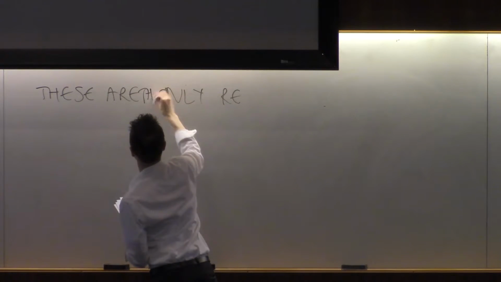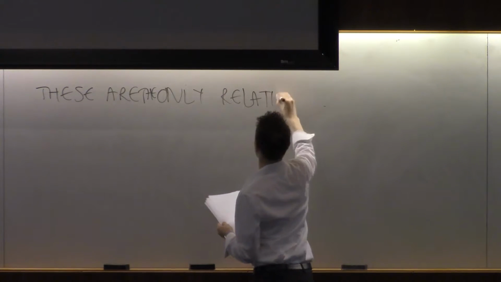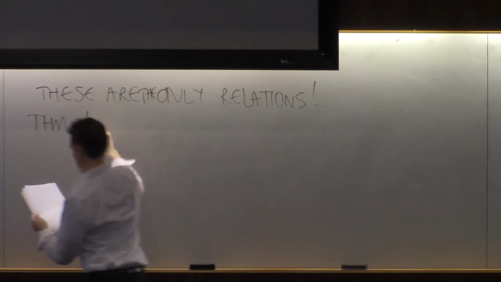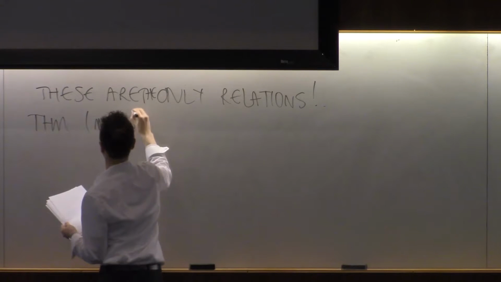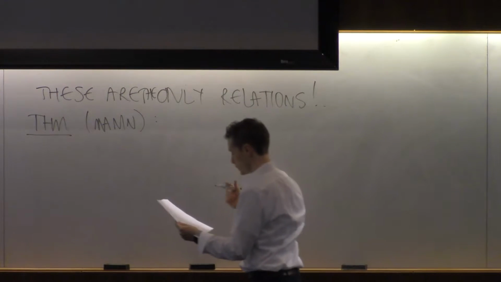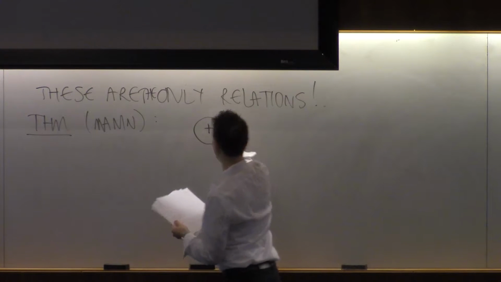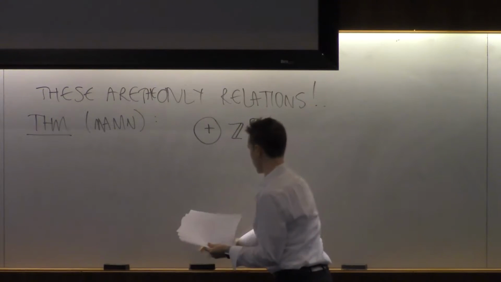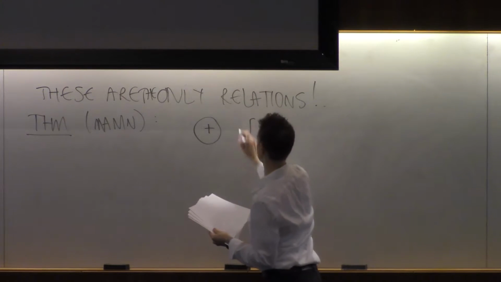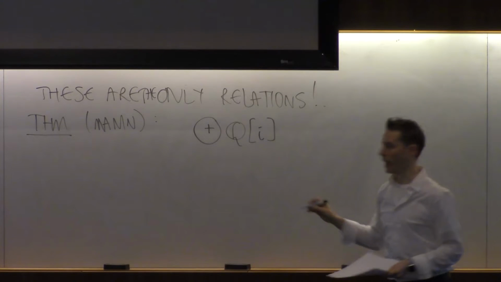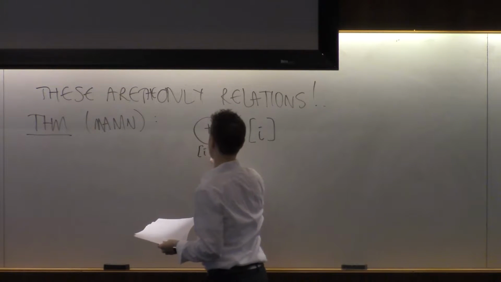The only relations. Theorem. This is Manin's theorem. Hence the Manin symbols. If I take the direct sum over Z, or I guess I'm taking the Q version, so I take the Q vector space spanned by the symbols I.